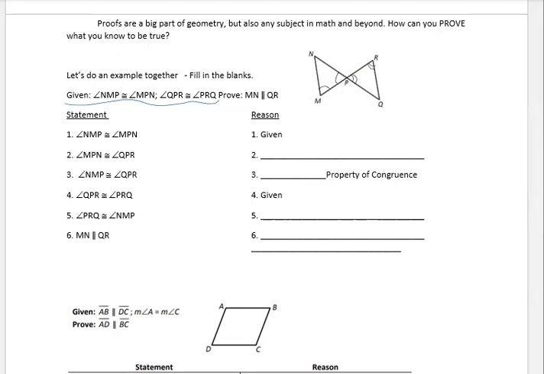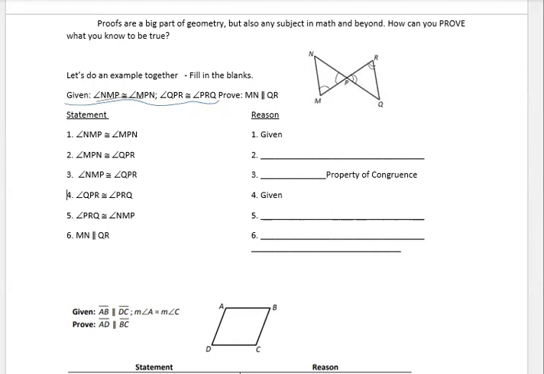Let's just start. A lot of these examples in getting you started, we're going to give you either the statements or the reasons so you know what the steps are, and you're just trying to figure out either what the reason is or, when they give a reason, what the statement is. So NMP is congruent to MPN. And that's one of our givens. So all we write is given. It was given to us.